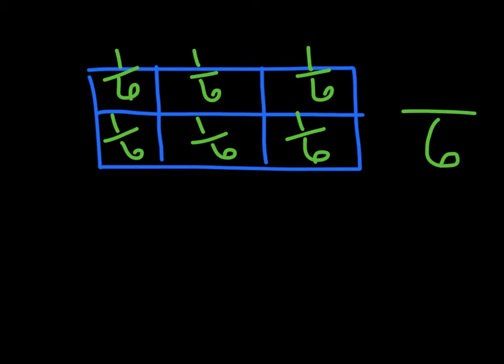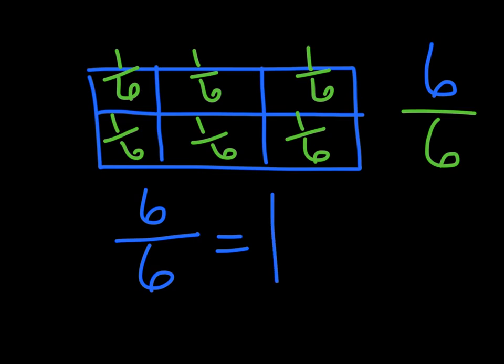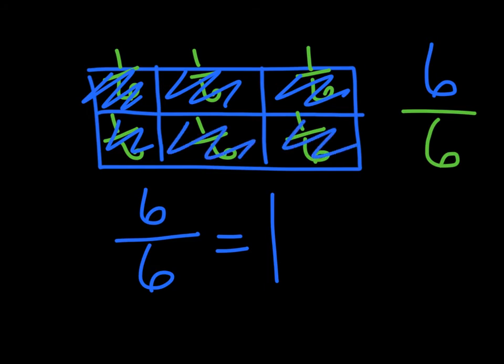We sound like snakes. Okay, so if I add that, my numerator, 6/6, look at what this equals. 6/6 equals 1 whole. If I colored all these in, would I have the whole thing? Right? 6/6 equals 1 whole. Okay, let's look at another example.